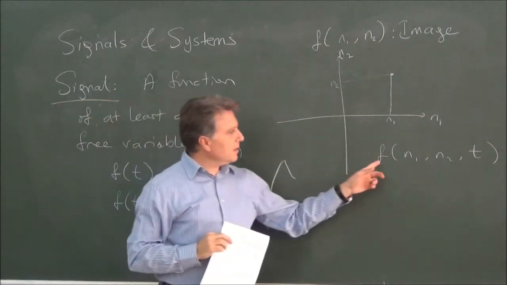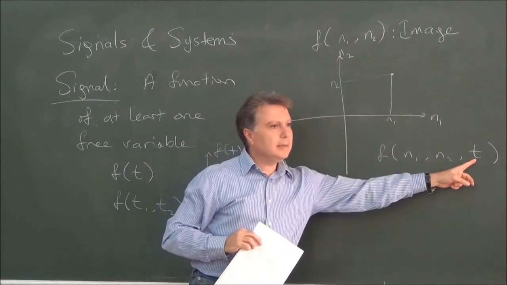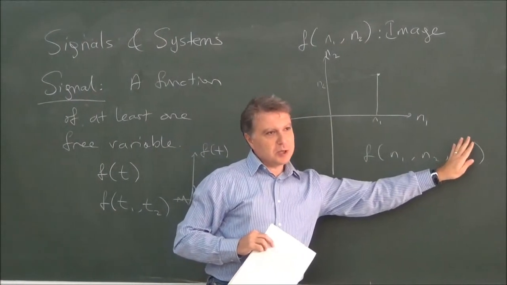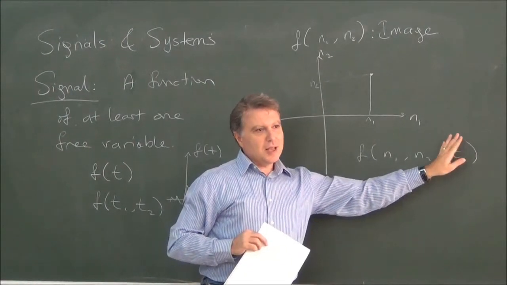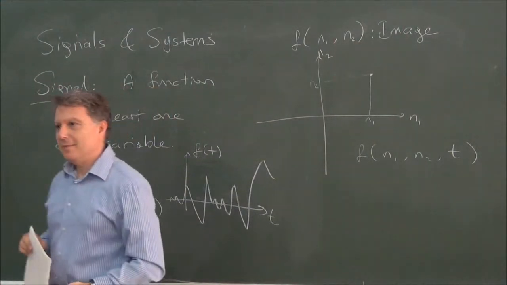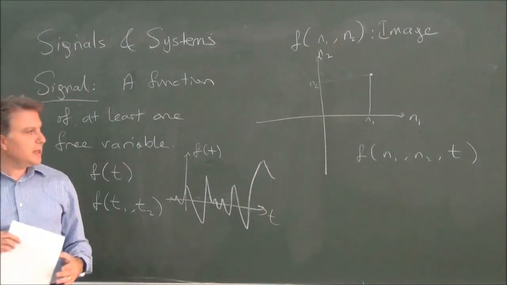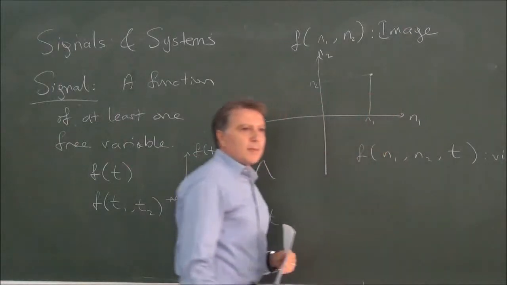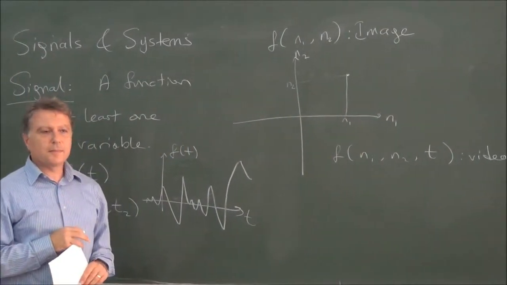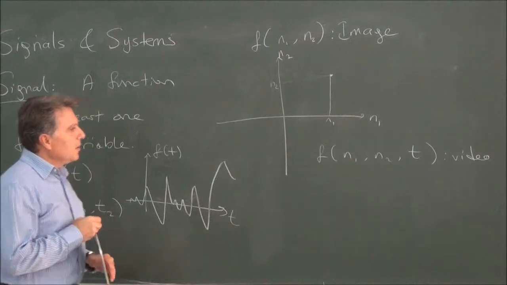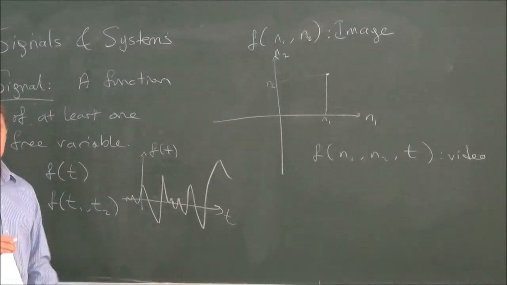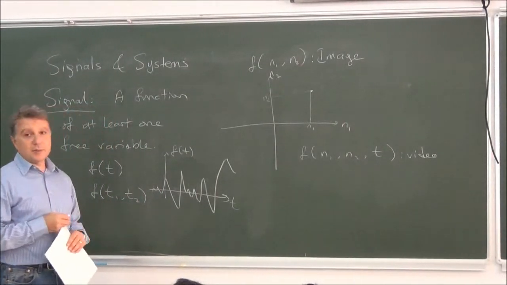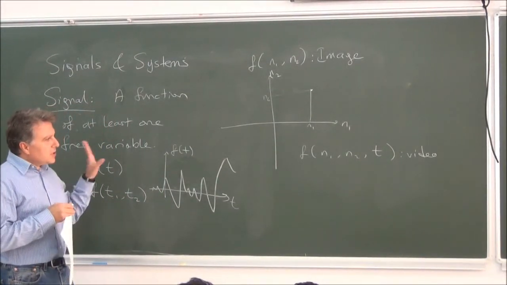I'm deliberately using these three terms, n1, n2, and t. For a given time, it makes a two-dimensional signal, which is an image. So it's a changing image in time, for example. It's an example, which means it's a video, right? It's a two-dimensional image changing in time. You may extend the number of free variables to make it 4-dimensional, 5-dimensional, etc., to make them more abstract. But that doesn't change the idea.